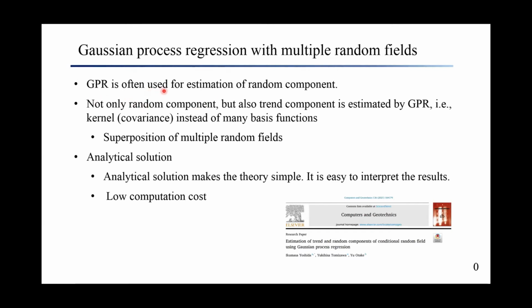GPR is often used for the estimation of the random component. But not only the random component, the trend component is also estimated by GPR, using a kernel or covariance instead of many basis functions. For this purpose, we use a superposition of multiple random fields. With an analytical solution, the theory is simple and it is easy to interpret the result, right? And basically the computation cost is low.